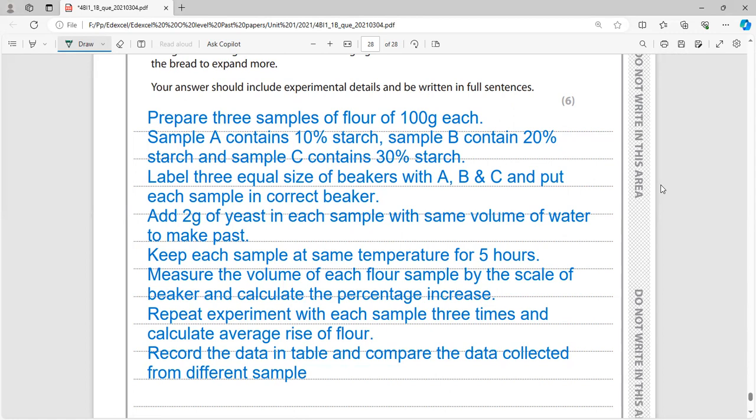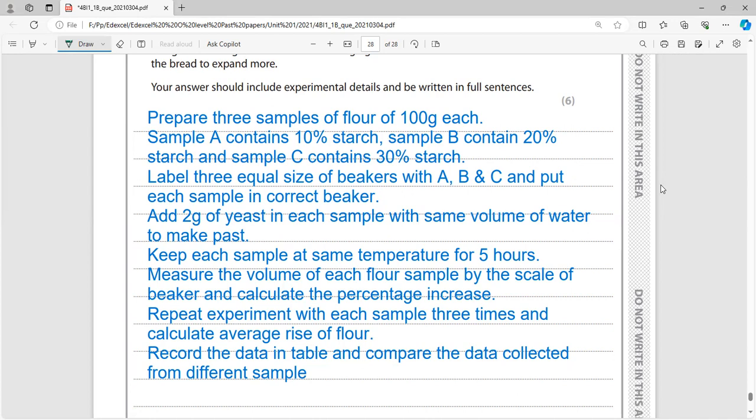Next, label 3 equal size beakers with A, B, C, and put each sample in the correct beaker. So for example, the 10% will go to A, and 20% will go to B, and 30% will go to beaker C. And here, more important thing, all beakers are equal size. So that's your second key point of a constant.